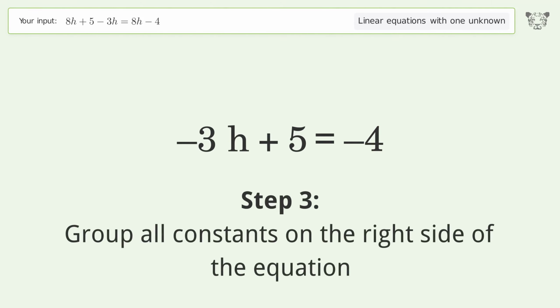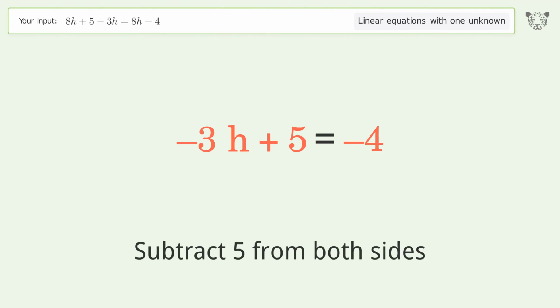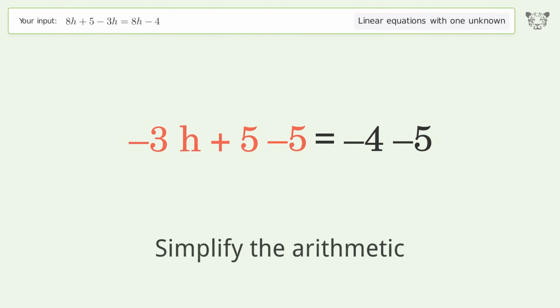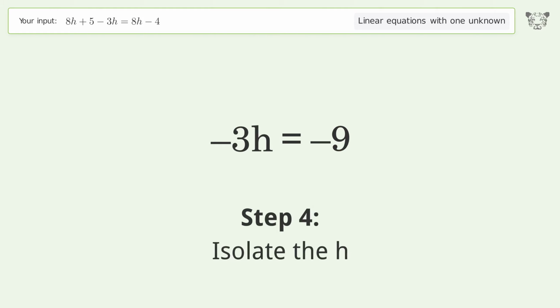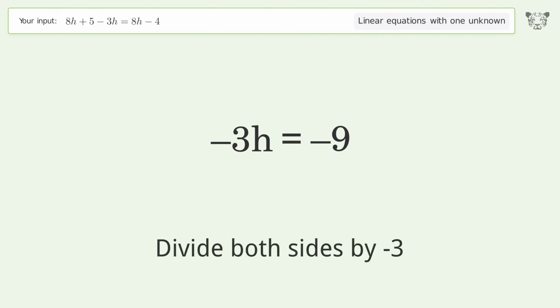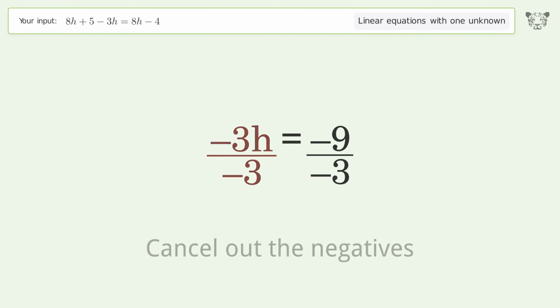Group all constants on the right side of the equation. Subtract 5 from both sides. Simplify the arithmetic. Isolate the h. Divide both sides by -3. Cancel out the negatives.